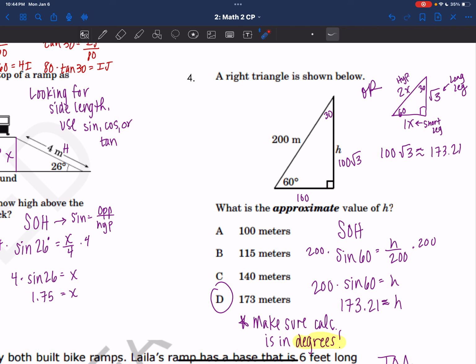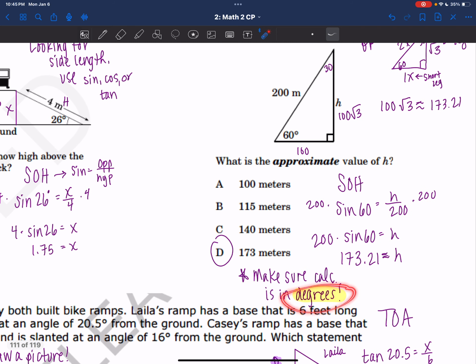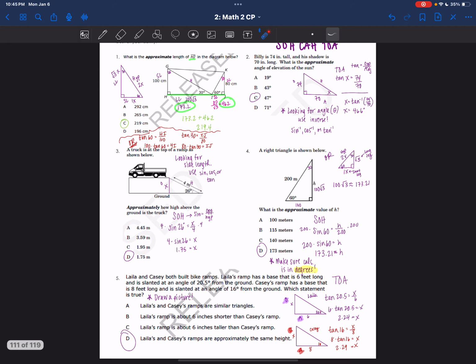So if we're looking for the length, you could do sine of 60, which is opposite over hypotenuse. So that's why we're doing sine. And then go ahead and either cross multiply, so you get h equals 200 times sine 60, and then enter that in. And again, just make sure your calculator's in degrees when you're doing sine, cosine, tangent.